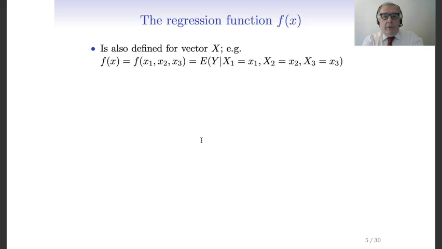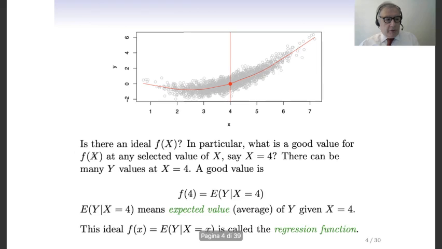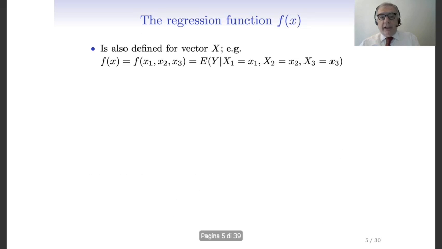The first step now is to recognize that what I've said about the regression function holds also when x is not a scalar as it was here, but in general a vector. In that case, the regression function will be a function of the entries of this vector, so a function of x1, x2, and so on, and it is just the conditional expectation of the target variable given all the features.